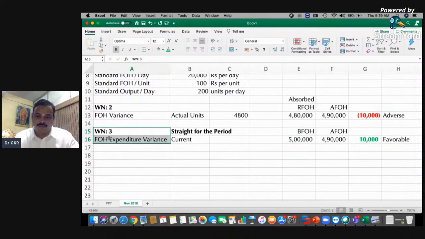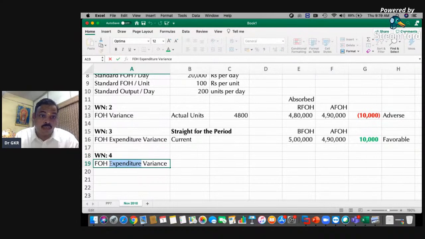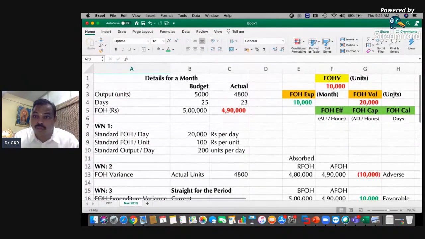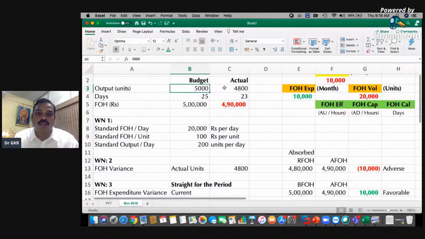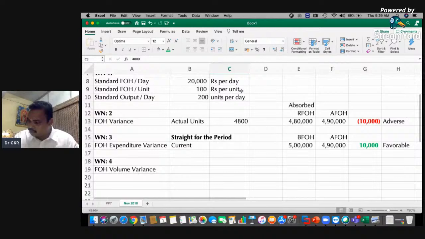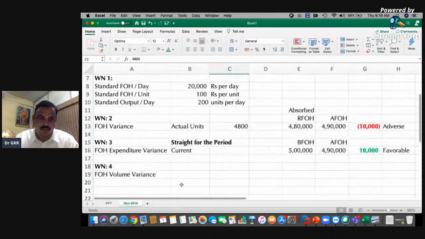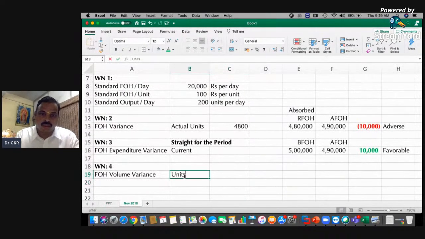So working note 3. Now working note 4. This is fixed overhead volume variance. Volume means what? Units. Units is what? Budgeted is 5,000, and 4,800 is your actual units. So your units is actually 4,800.